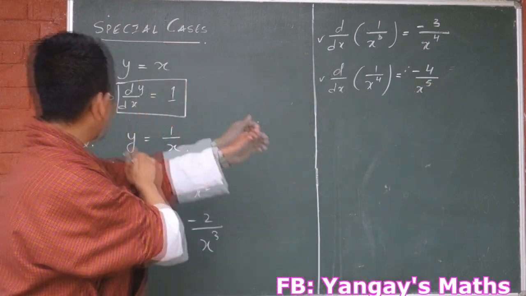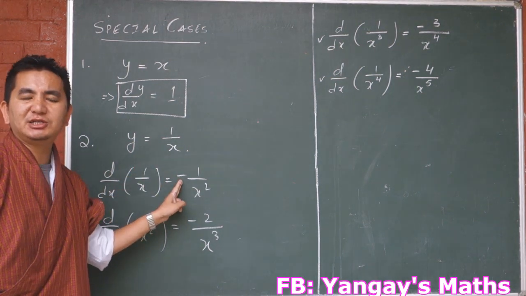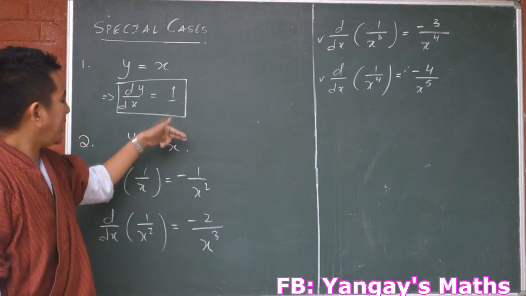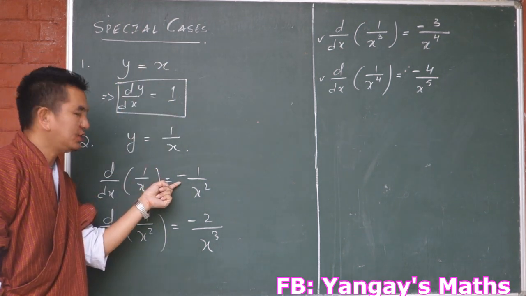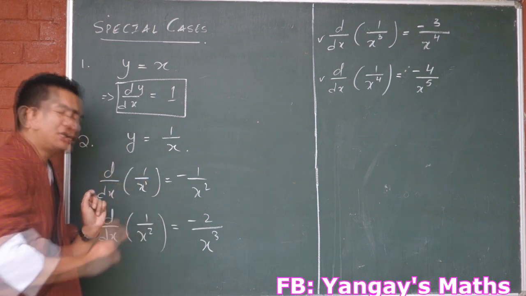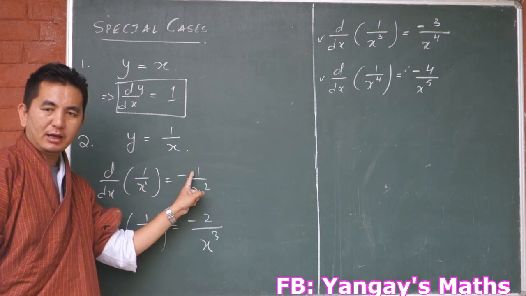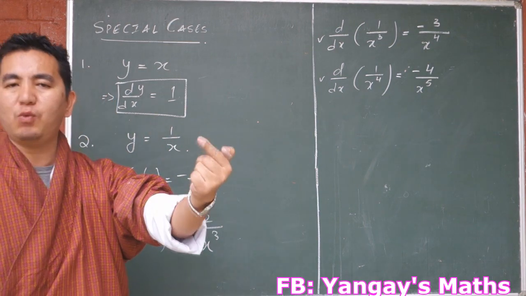It's very simple. Whenever you have x in the denominator, the answer you will get is negative. Okay? With x in the numerator, the answer you will get is positive. When x is in the denominator, the answer you will get is negative. What's the power of x here? Power of x is 1. That 1 will come here. But in the denominator, the power of x will increase by 1.